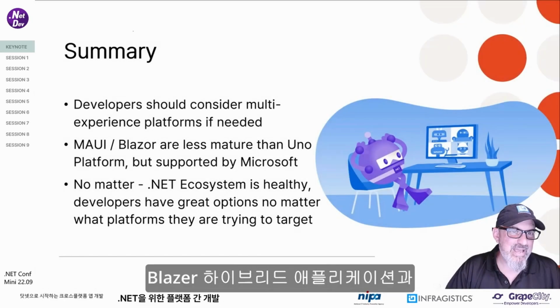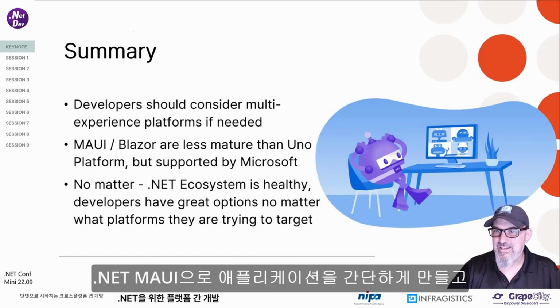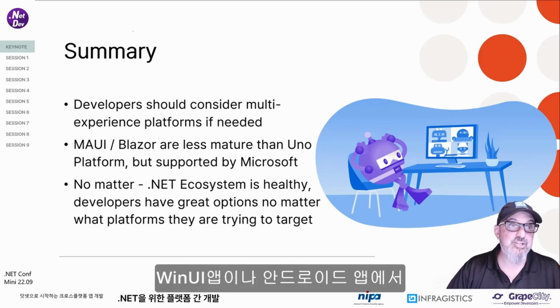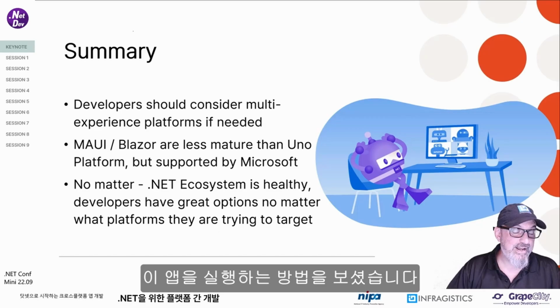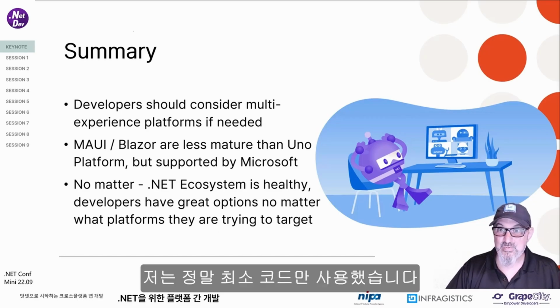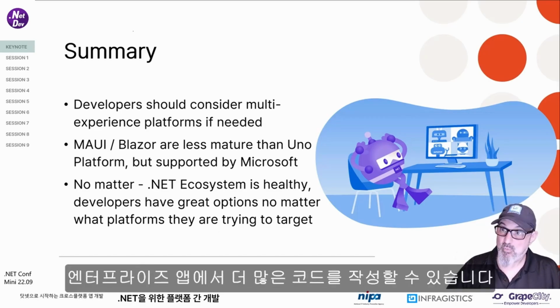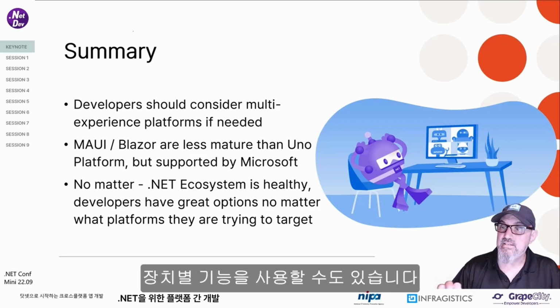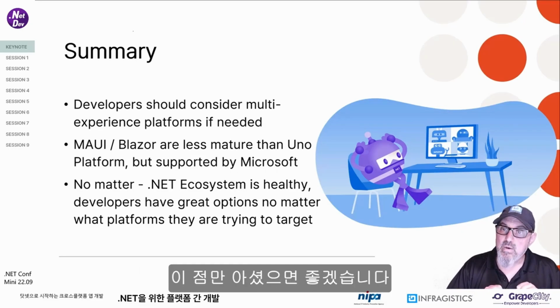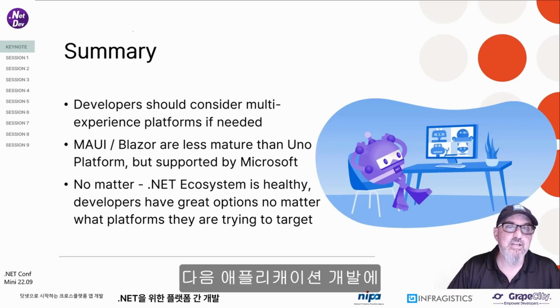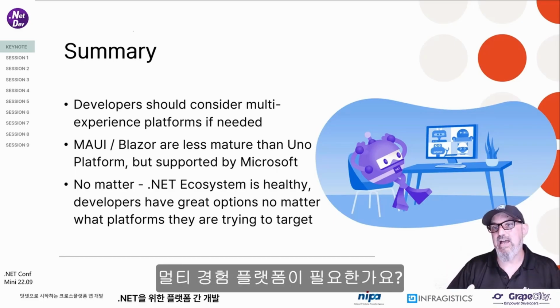So hopefully in that demo you saw how easy it is to create an application with .NET MAUI and Blazor as a Blazor hybrid application, and then run that application as a WinUI app or as an Android app. The amount of code that I used was minimal. In your enterprise apps, you'll probably write more code. You might even get into some device-specific capabilities. But at the end of the day, what I want you to think about is, do you need a multi-experience platform for your next application.